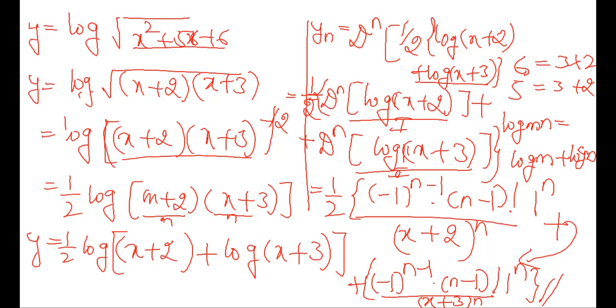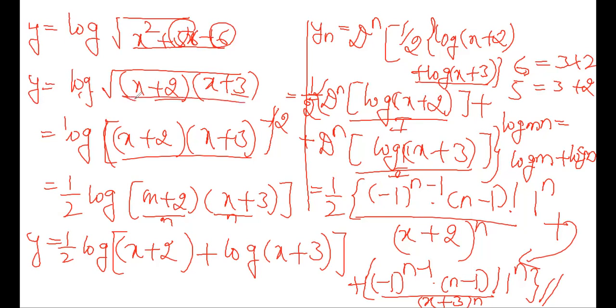First we take the log of the square root of x square plus 5x plus 6. That is a quadratic equation, and you split it up. The product is 6 and the sum is 5. You know that one. So 3 times 2 is 6 and 3 plus 2 is 5. That's why it is (x+2)(x+3).